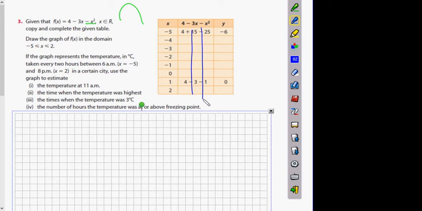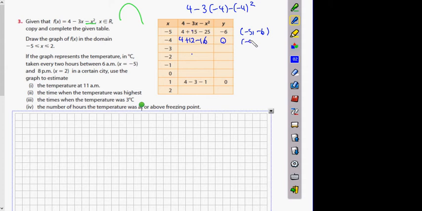The table itself is just doing it all individually, like replacing x with minus 5, figuring out what the answer is, replacing x with minus 4, figuring out what the answer is. So look, I can do one of them for you, just to make it clear what exactly it does. If I want to do minus 4, it's minus 4 minus 3 times minus 4, and then minus 4 squared, and then you're going to get 4 plus 12, that's 16 minus 16, and that's going to equal 0. So my first 2 points are minus 5, minus 6 and minus 4, 0.